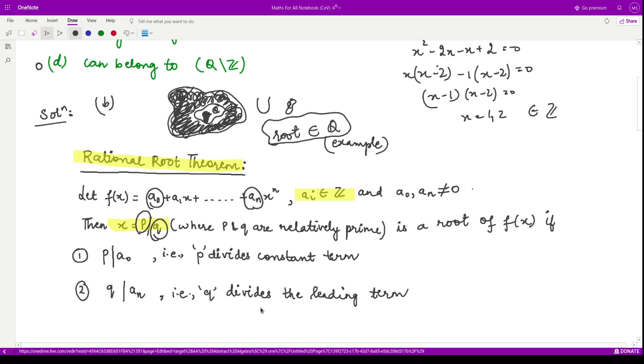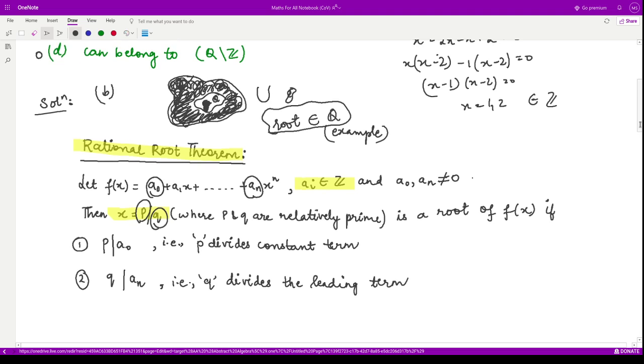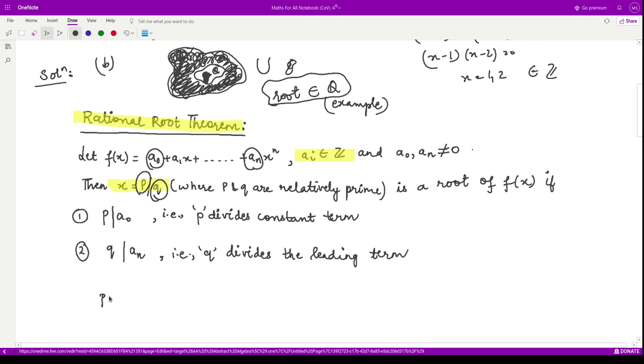But in our question we are given an to be 1. So p divides a0. We do not know a0 as such; a0 could be any number. But an is given to us, so q divides an, which implies that q should be equal to 1. Therefore our rational root would be x = p upon 1, so we only have roots of this kind.